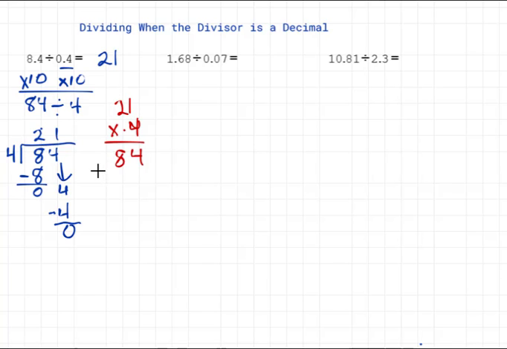And now we want to look at the placement of the decimal. Because unlike addition and subtraction, we do not bring the decimal straight down. We count the places to the right of the decimal. 21 is a whole number, so there are no places to the right. However, 4/10 does have one place. So we start to the right and move over, and that gives us 8 and 4/10, which is what we started with originally. So that is the correct answer.